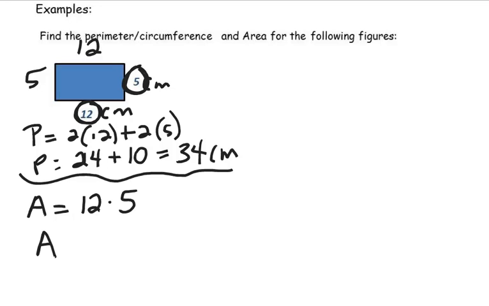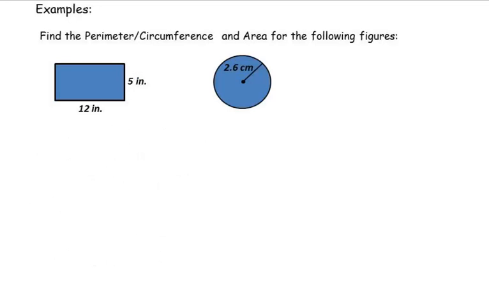And then I know area is 12 times 5, which is going to be 60. And then units of measure: if these are centimeters times centimeters, then I'm going to get centimeters squared. And that would be my area. So there's your two answers. Perimeter is 34 centimeters, area is 60 centimeters squared. Let's move to the next one.